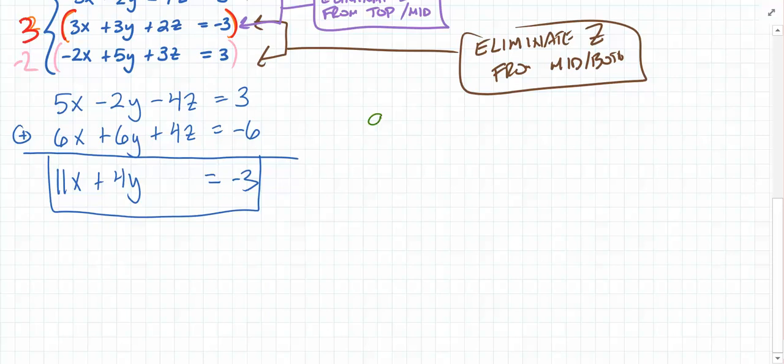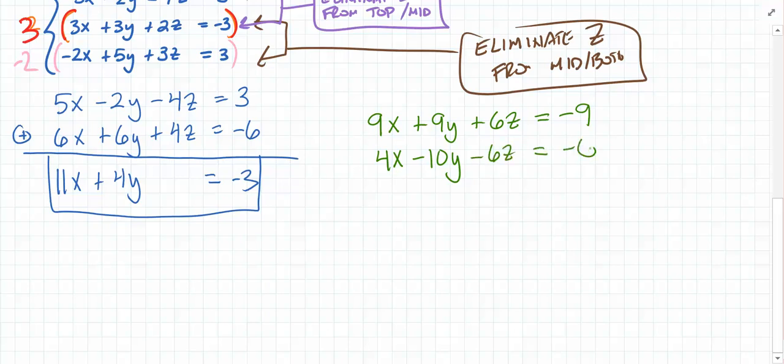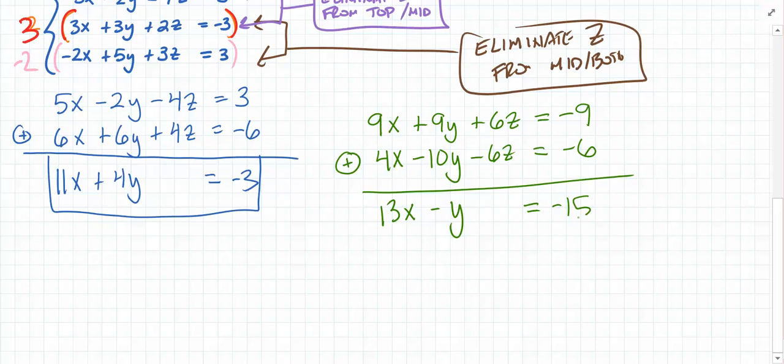Okay, so I'm going to get this. I'm going to get 9x plus 9y plus 6z is equal to -9. Did I do that correctly? Awesome. Next one down below, I'm going to get a positive 4x. I'm going to get a negative 10y. And I'm going to get a negative 6z. And that's going to be worth a -6. Everybody see where that came from? Beautiful. And again, we're going to do the addition method. So 9 and 4, so I'm getting 13x, minus y is now equal to -15. Is that what you guys are getting too? Did I get the same thing you got?